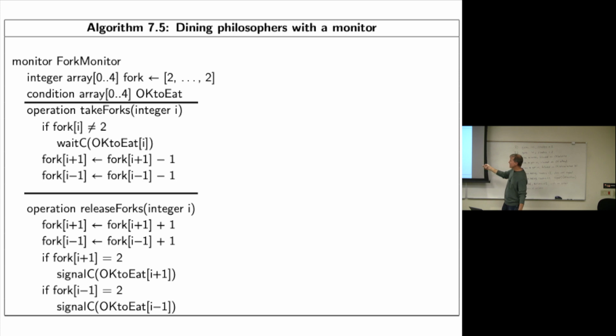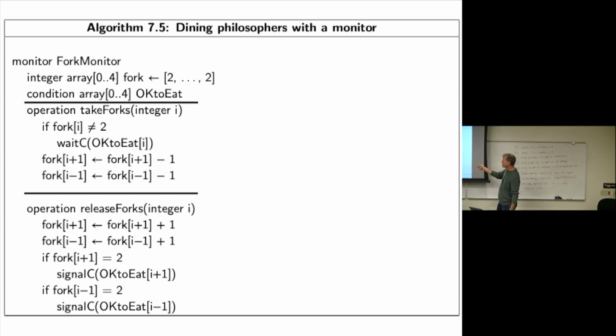So now look, check this out. Operation take forks, integer sub I. So what is the first thing that happens here? If forks sub I is not equal to what? 2. So I've got to have 2 available, right? Now, if forks sub I is equal to 2, then atomically we do what? Forks sub I plus 1 gets forks sub I plus 1 minus 1, and forks sub I minus 1 gets forks sub I minus 1 minus 1. So we subtract 1 that's available to my neighbor on my left and the neighbor on my right. Are you with me? And that happens atomically.